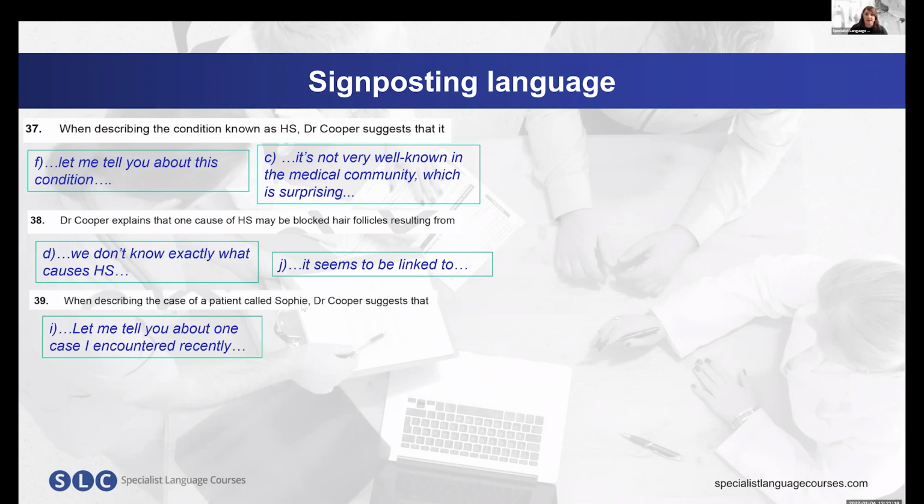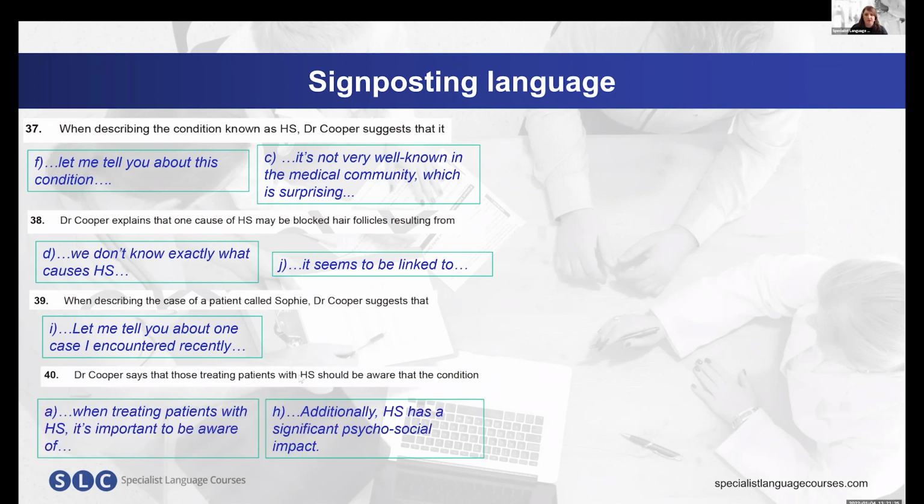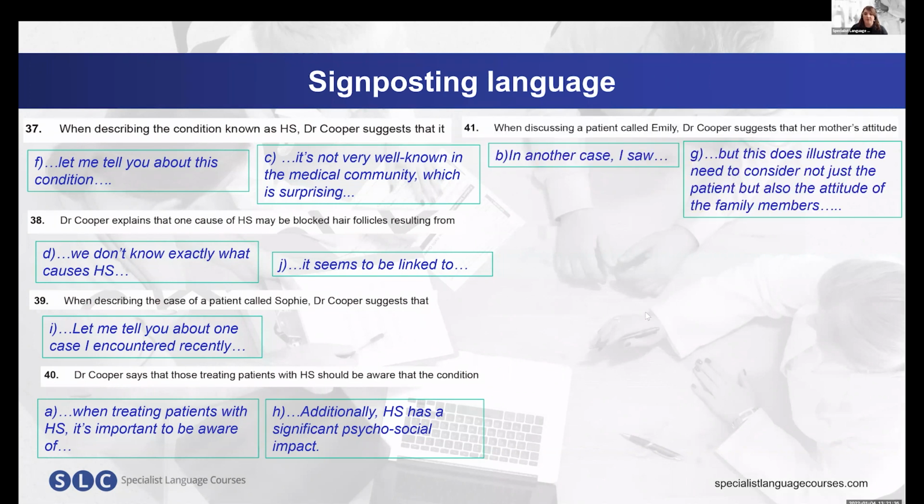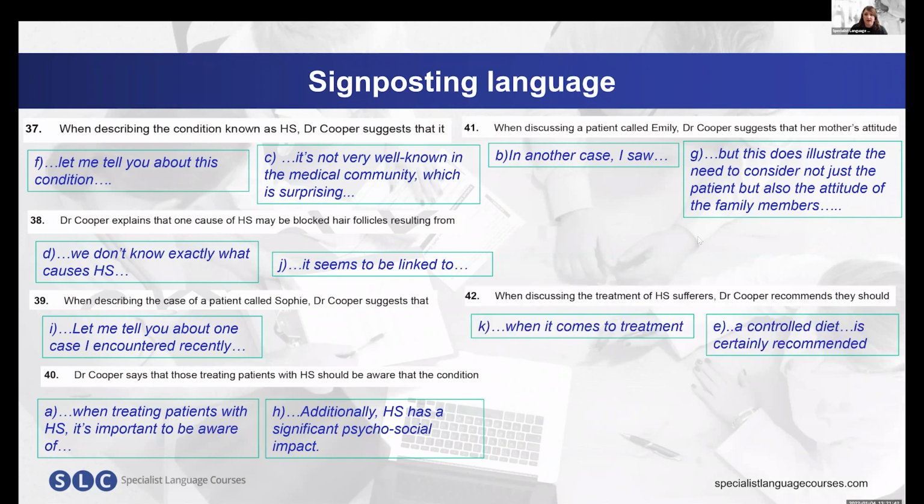All right, 39, let me tell you about one case I encountered recently. 40, we're looking at treating, for the people who treat the patients, they need to be aware. So when treating patients with HS, it's important to be aware, and additionally. For 41, we've got in another case and then more details relating to the mother's attitude. And then 42, we've got an extension of treatment. So when it comes to treatment and a control diet is recommended. All right, so let's take these linking phrases, and then let's take a look at a few questions together. I'll show you these linking phrases again in just a moment with our listening practice.